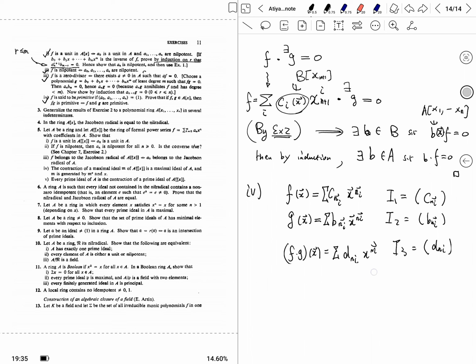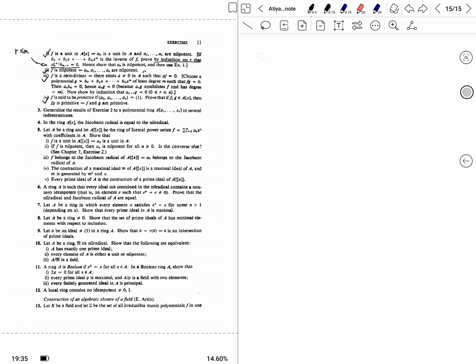Obviously, again, the first observation would be there is one direction very quickly, follows from the fact I_3 is contained in the intersection of I_1 and I_2, and so I_3 equals 1 would imply I_1 and I_2 equal the identity ideal. Conversely, we want to prove if I_1 equals I_2 equals 1, the identity ideal, then I_3 is 1.